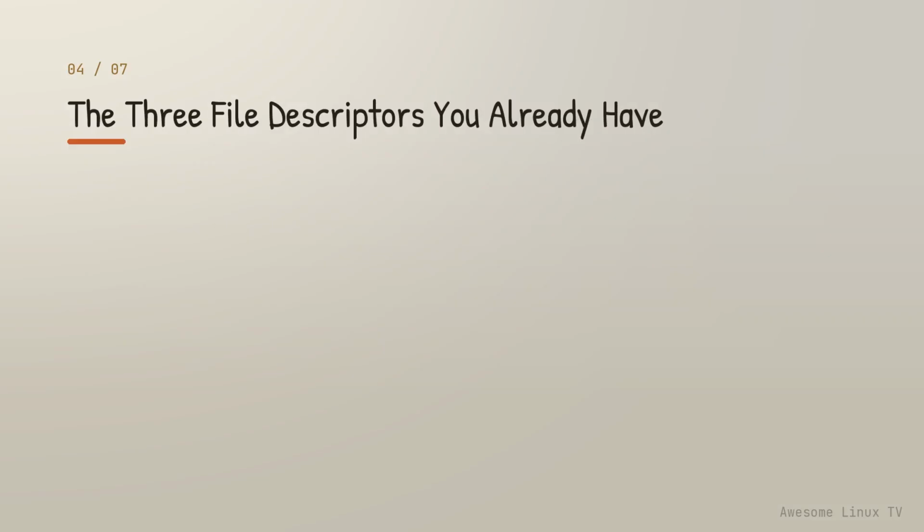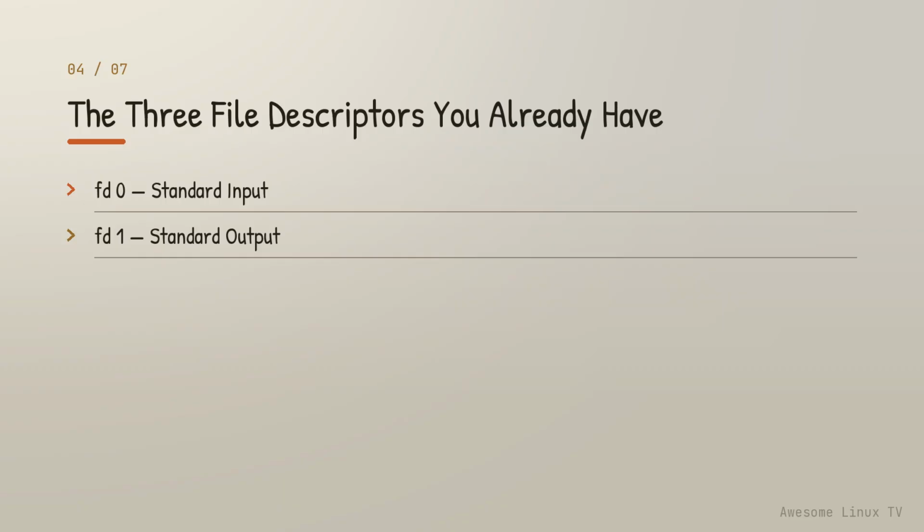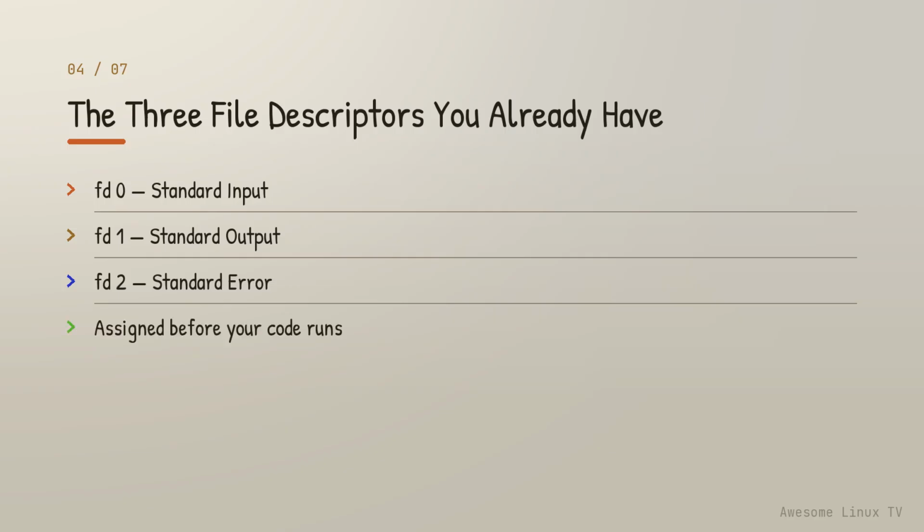Every process starts life with 3 file descriptors already open. 0 is standard input, where your program reads, typically the keyboard. 1 is standard output, where it prints results. 2 is standard error, a separate channel for diagnostics so error messages don't get tangled with your data. The kernel sets these up before your main function even runs. That's why the first file you open yourself gets assigned 3. Numbers 0, 1, and 2 are spoken for.